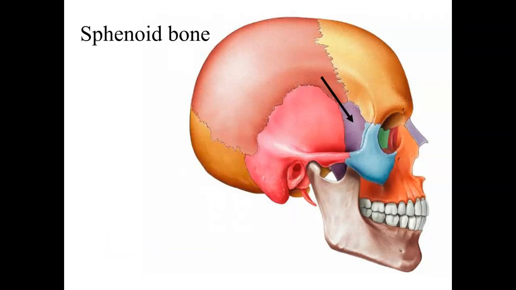In this dimension, or view, you can see the sphenoid bone. We saw it also when we looked at a frontal view, and we'll see it in another view, in a cut view of the skull. Here's your zygomatic bone, just as a review. And we have a little bit better view of the lacrimal bone in this particular view.